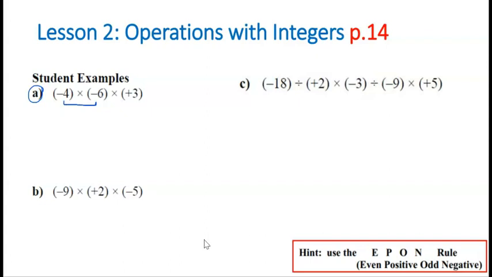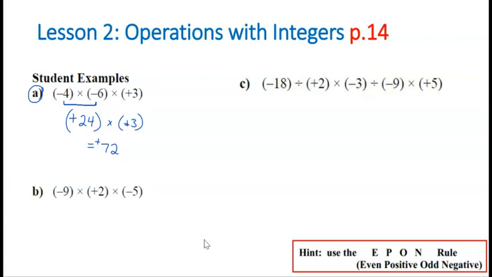But I'm going to start with negative 4 times negative 6. Two negatives, same sign, means a positive answer. And that's going to be a positive 24. And now I'm going to multiply that by a positive 3. Same sign, positive answer. 24 times 3 is 72. So that's going to be a positive 72 there.